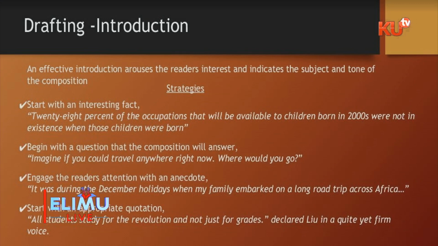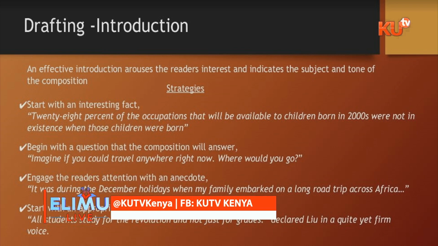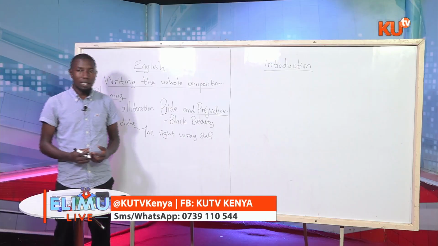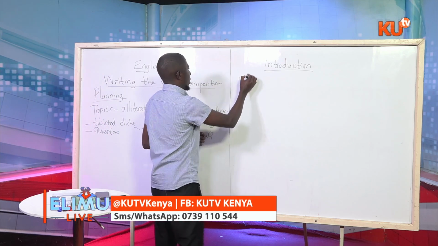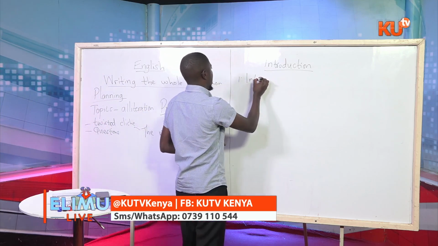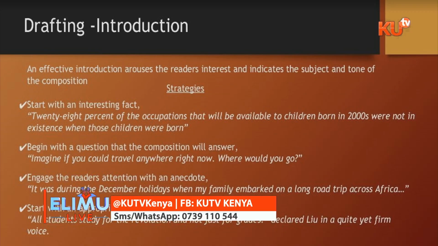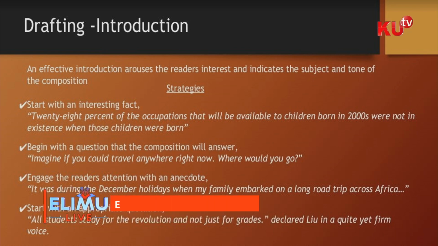Introduction arouses the reader's interest and indicates the subject and the tone of the composition. So, an introduction must be captivating. And this is how to make it captivating. Strategy number 1, start with an interesting fact. You must not use all the strategies in one piece of writing.